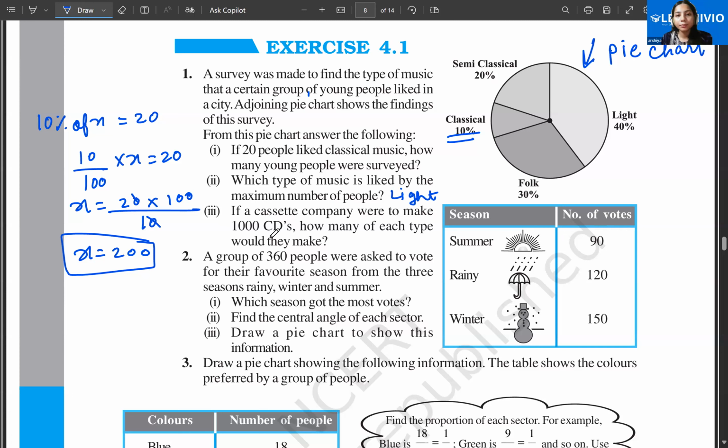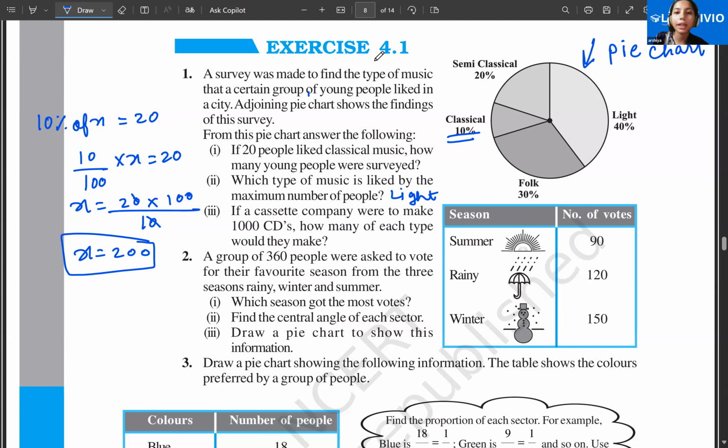Now, third part. If a cassette company were to make 1,000 CDs, how many of each type would they make? Yes. How should we do this? For 200, oh, 1,000 CDs. I don't get the question. Okay. So we have to basically find out that if the total number of CDs is 1,000, how many CDs each category will get, how many CDs folk will get, how many CDs light will get. So what we're going to do is we will first take the percentage.